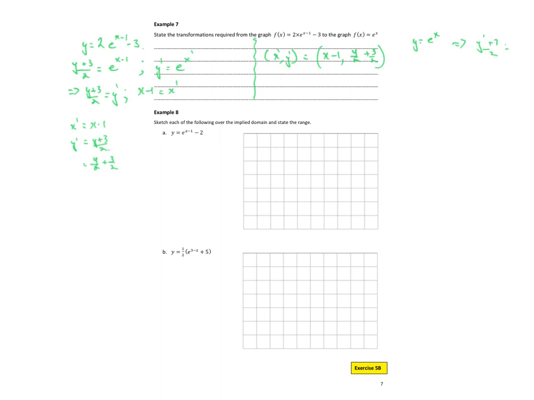So notice we didn't have to rearrange this time to get x dashed is equal to, y dashed is equal to, just because the transformations, if you like, were taking us back to the original graph. So what transformations did we have to apply? If we look in here, we take 1 off the x value. So it's translate 1 unit to the left.